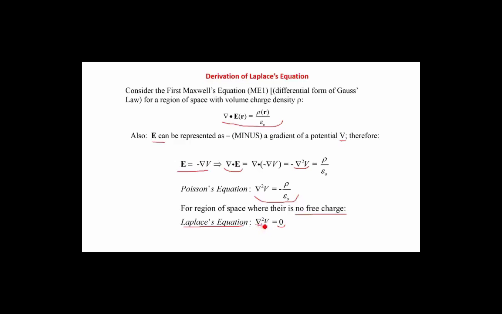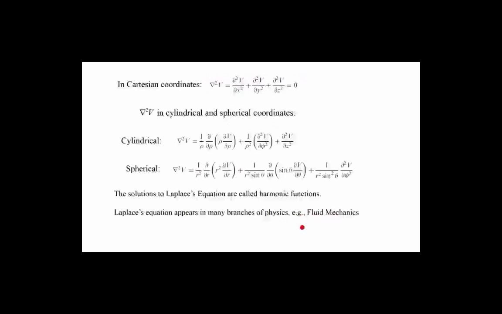This del squared operator is called the Laplacian. In Cartesian coordinates, if you take del dot del, you'll end up getting the sum of the second derivatives with respect to x, y, z. So we set that equal to 0. In cylindrical and spherical coordinates, it's a little more complicated, but you can see that you get a term related to rho, a term related to phi, and a term related to z. And similarly for spherical coordinates, the operator looks like this. For the r derivatives, here's the theta derivatives, and here's the phi derivatives.